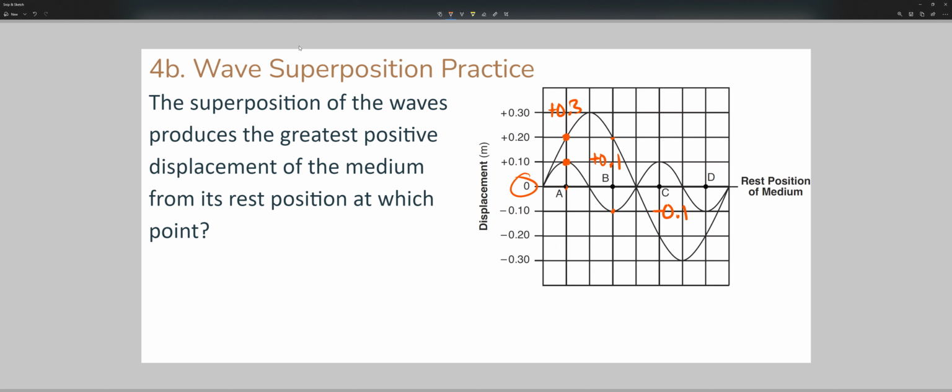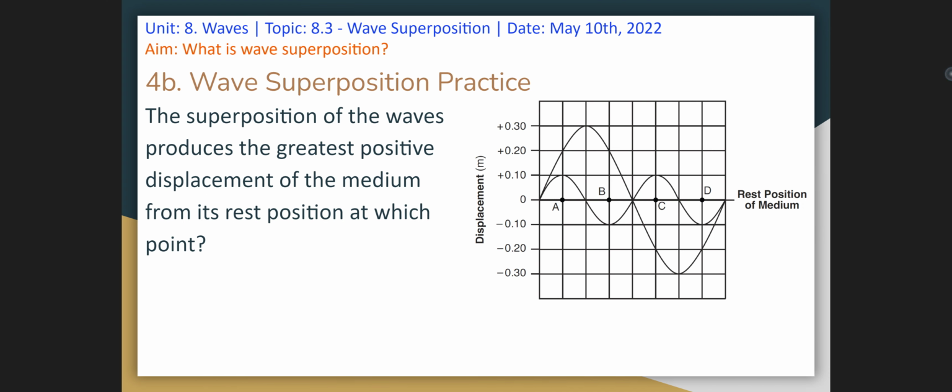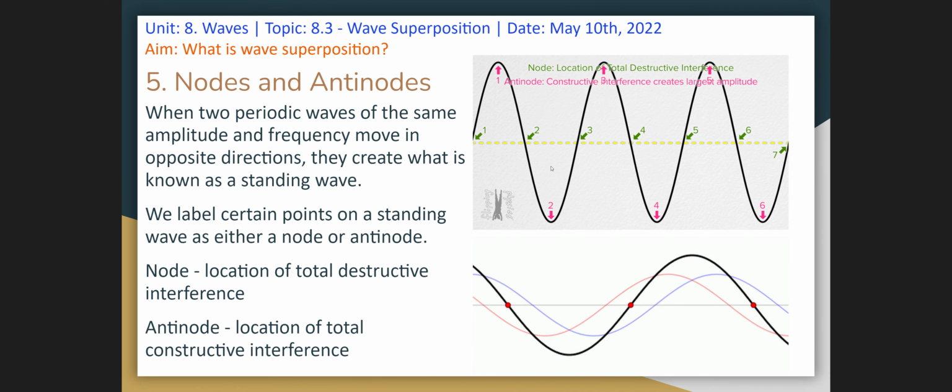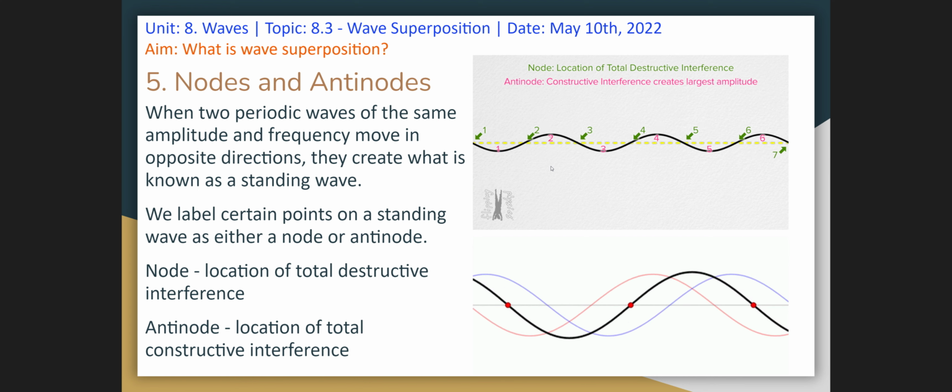Now, -0.1 plus -0.2 gives me -0.3. And the question says, which waves produce the greatest positive displacement? It's going to be at position A, because you get 0.3. You're essentially just adding the waves. That's all you're doing with two periodic waves.